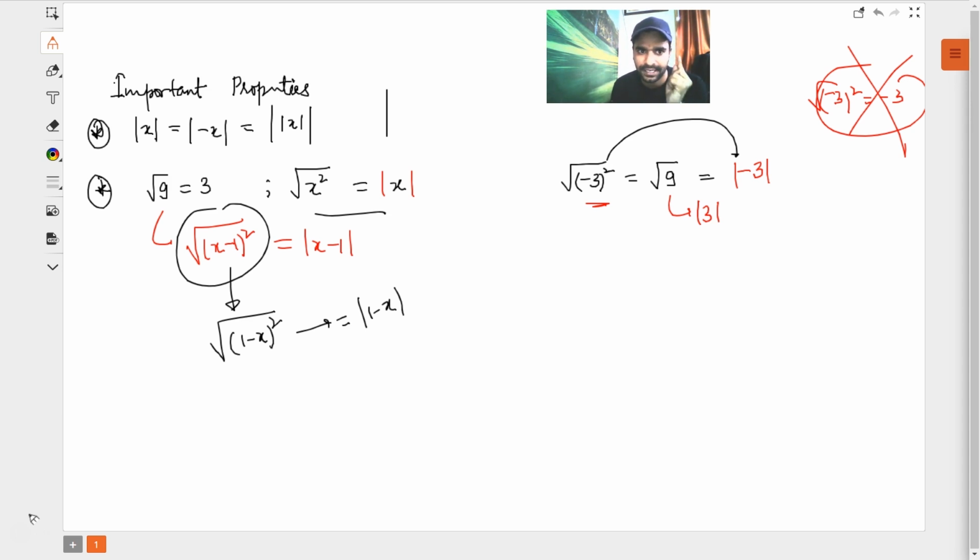Is it clear, guys? Just be clear with this thing. Always take modulus when coming out of under root. All right, I'll tell you the next property. And what's that?